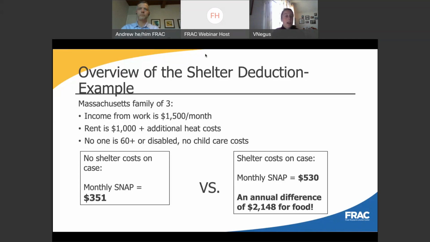If they were able to successfully claim their $1,000 rent plus their utility costs, their monthly SNAP would go up to $530 a month. And I don't have to tell anyone on this call that much of a monthly food budget difference is massively significant for low-income families. Over a year, that is over $2,000 in food funds, which cannot be understated in how much of a difference it can make for a family. Next slide, please.